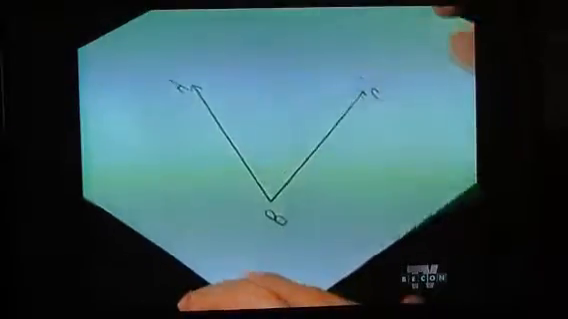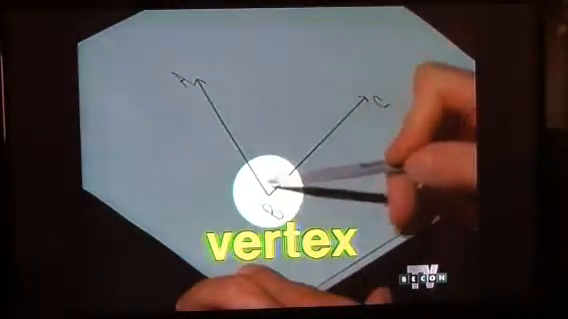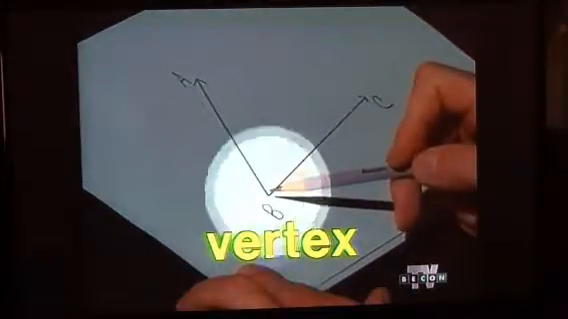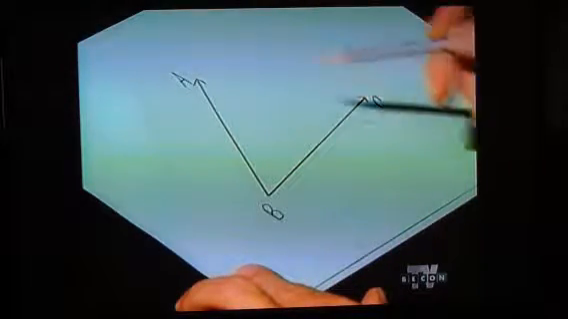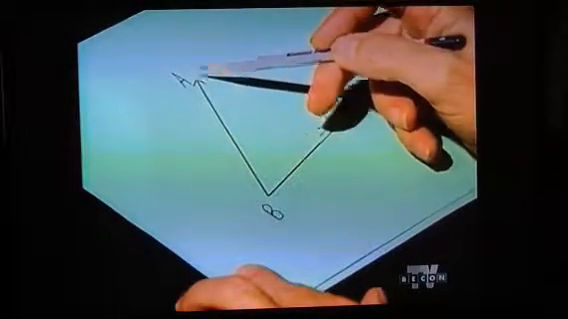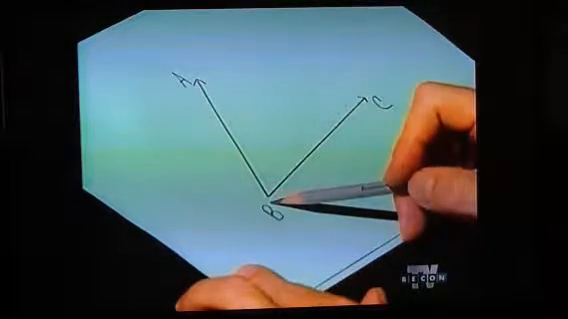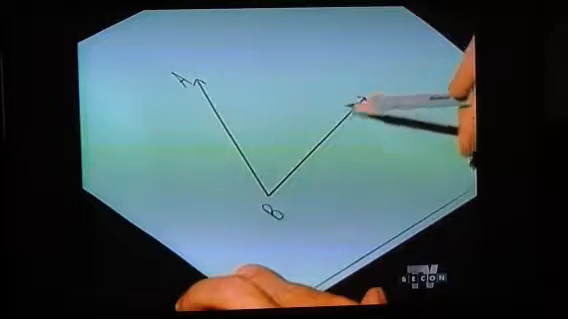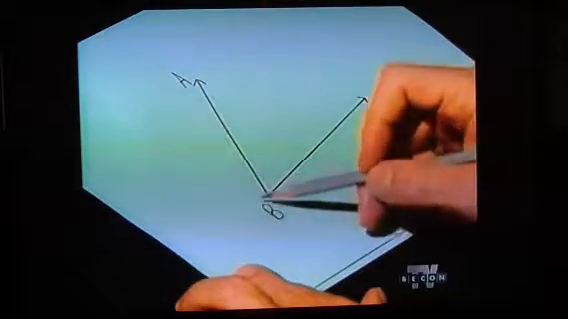Now, take a look at this angle. The common endpoint of these two rays is called the vertex of the angle. We can identify this angle in 3 different ways. It can be called angle ABC, angle B, or angle CBA. The vertex is always the middle letter.